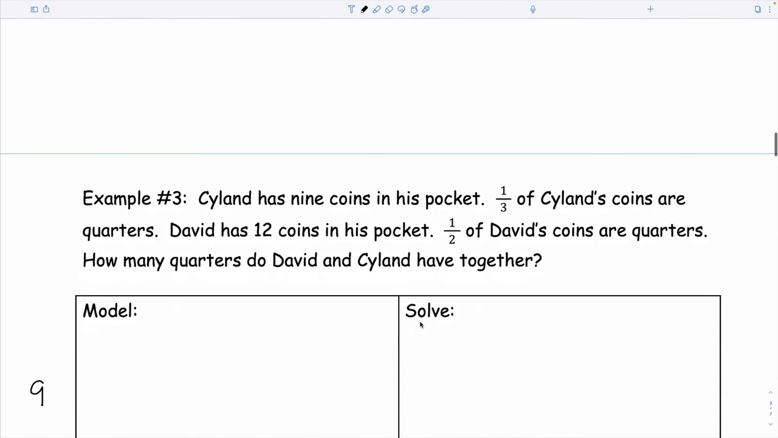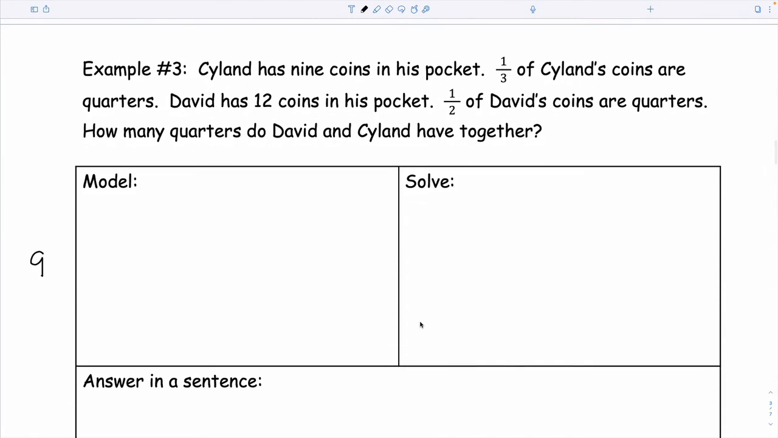Last example, Baron, please read it. Kylan has 9 coins in his pocket. 1/3 of Kylan's coins are quarters. David has 12 coins in his pocket. One half of David's coins are quarters. How many quarters do David and Kylan have together?